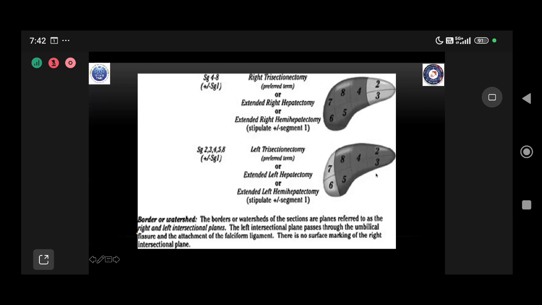And this is a left trisectionectomy or a left extended hepatectomy. So this is a simpler system. You just write the segments which are removed plus or minus the caudate. The Japanese have developed more complicated systems on whether you are doing anything to the vein, whether there is vascular involvement. But for a simple classification to begin with, this is what we usually follow.